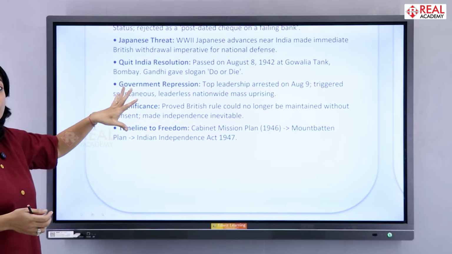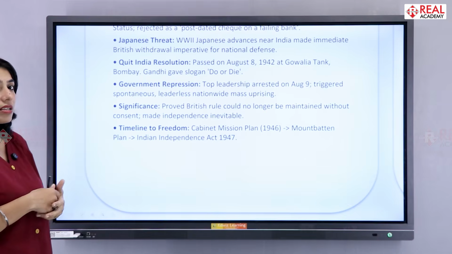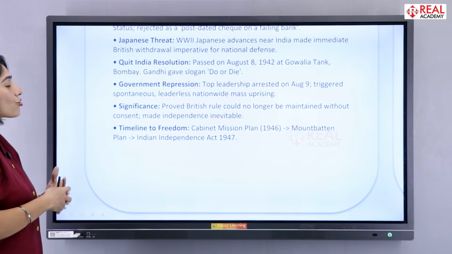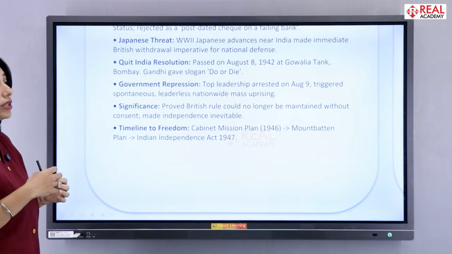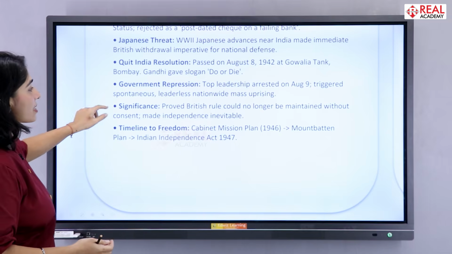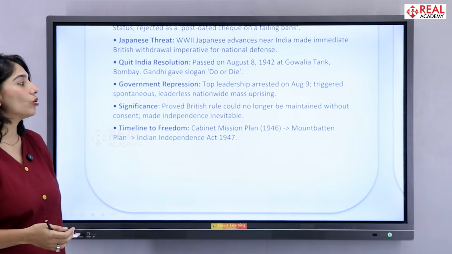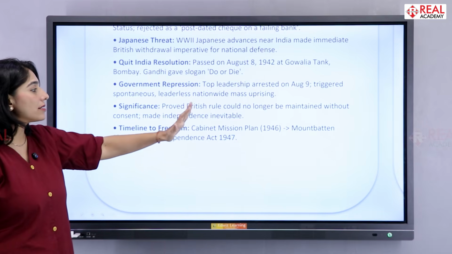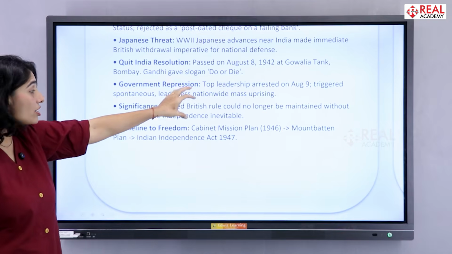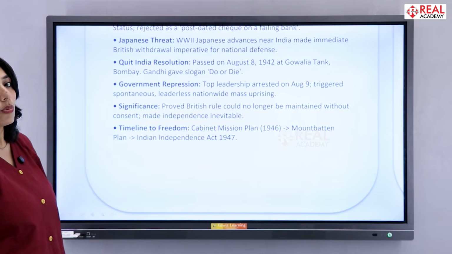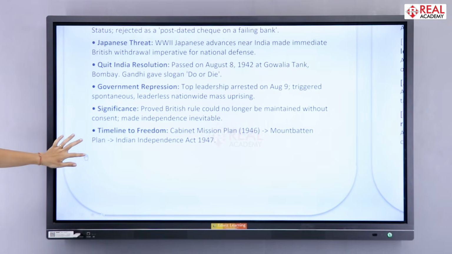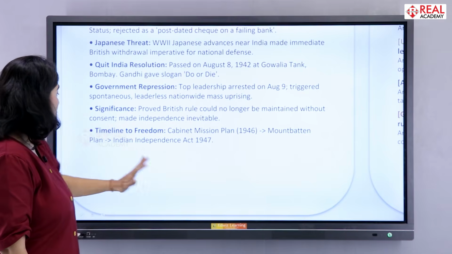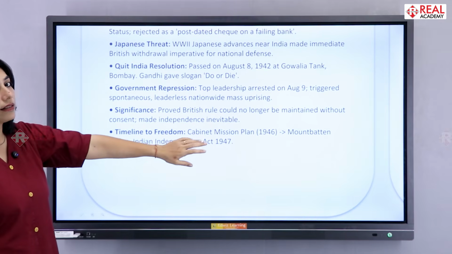Then we talk about government repression here. This is what happens when the government tries to repress anything, we get triggered. And hence, this will become nationwide later on. Then the significance of this was, this proved British rule could no longer be maintained without consent, and made independence inevitable. So this was the time they had to come up with Quit India. When you talk about the timeline to freedom, we talk first about the Cabinet Mission Plan, then the Mountbatten Plan, and then the Indian Independence Act.